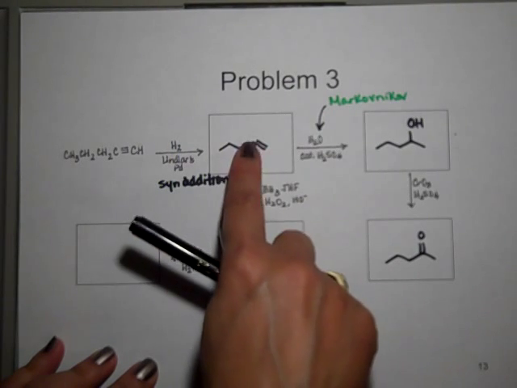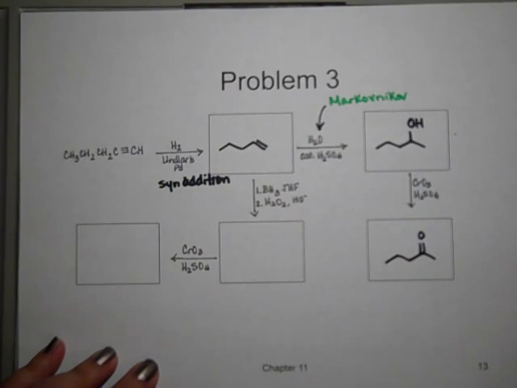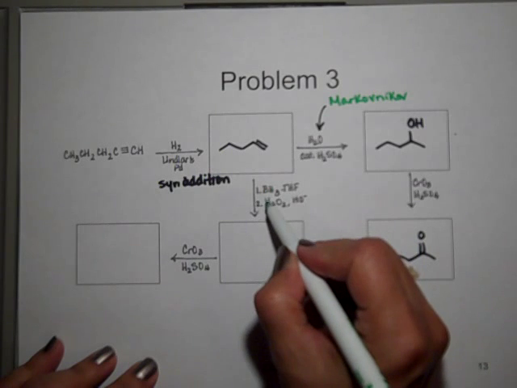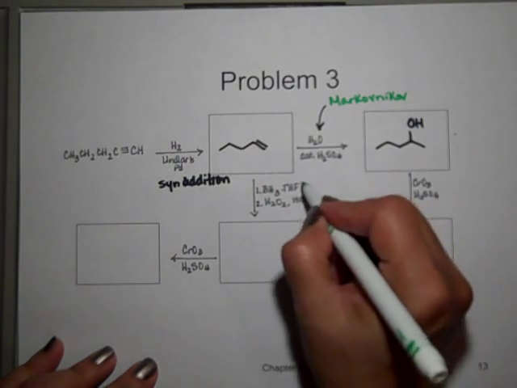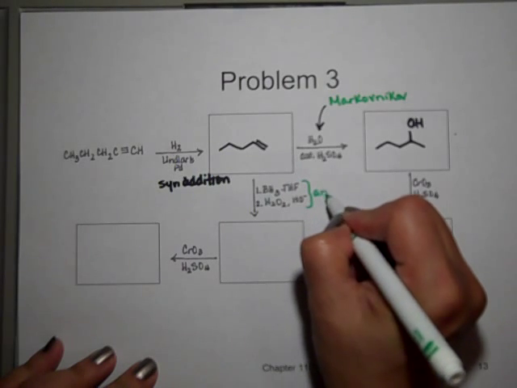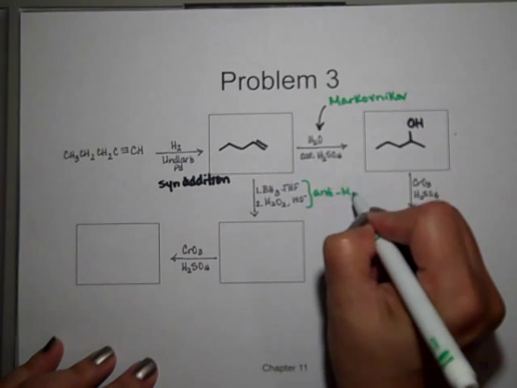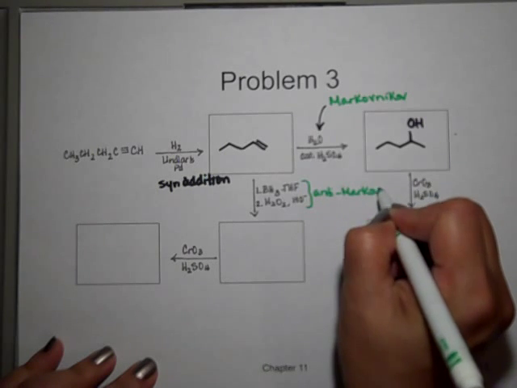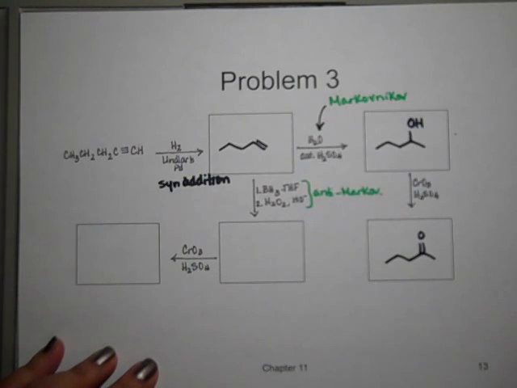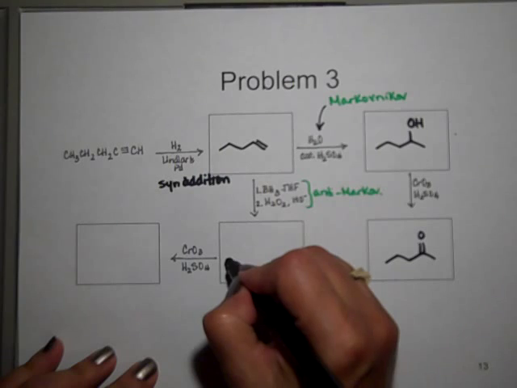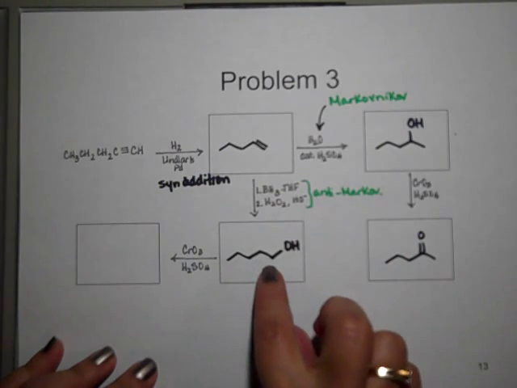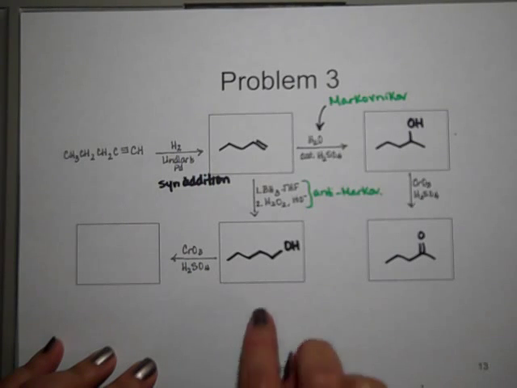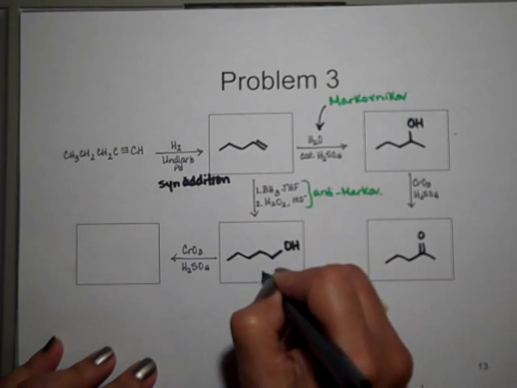Let's go back to the alkene because we did a Markovnikov addition here. This is borane. This is the anti-Markovnikov. So now you get the less substituted alcohol. So the OH would be on carbon 1. This is a primary alcohol now.